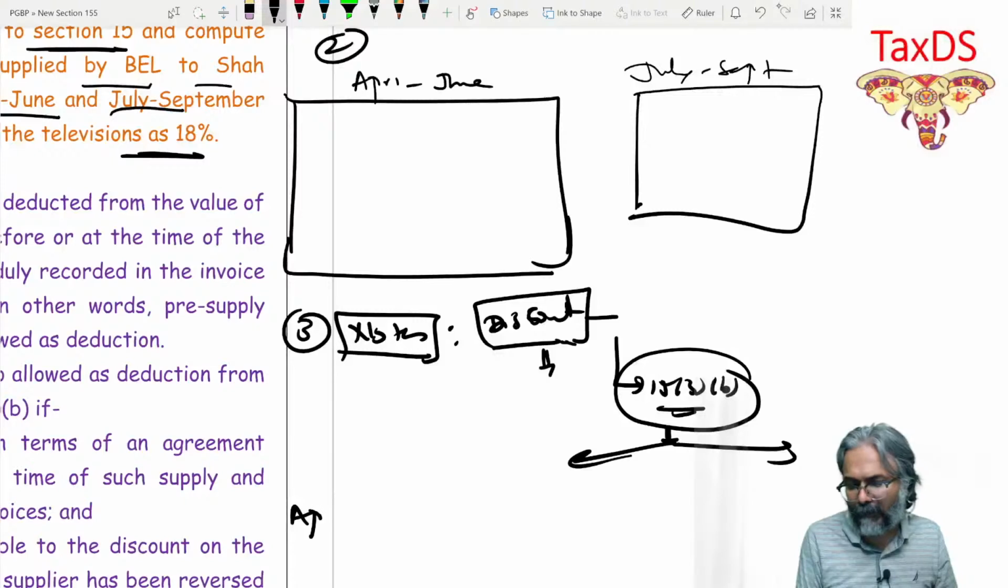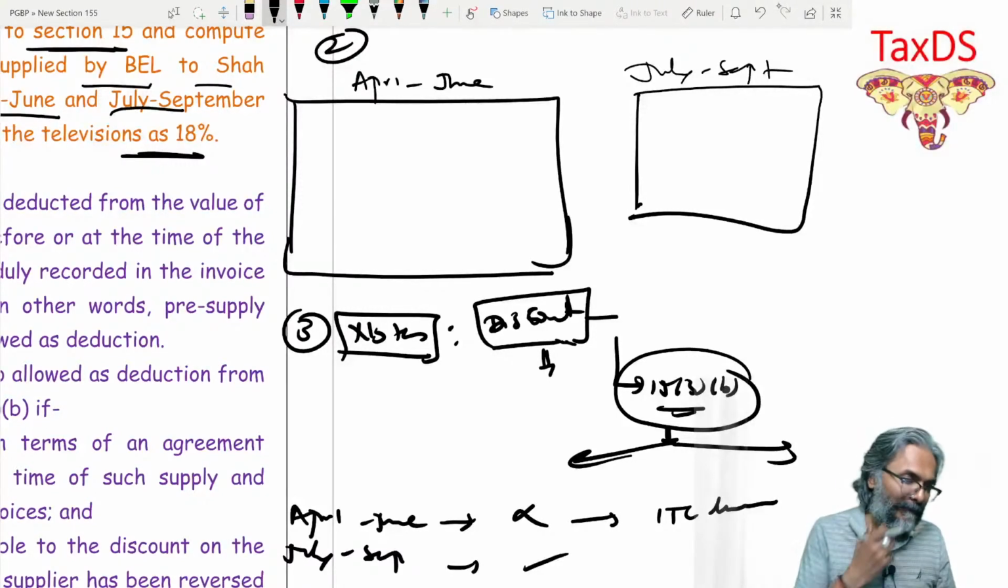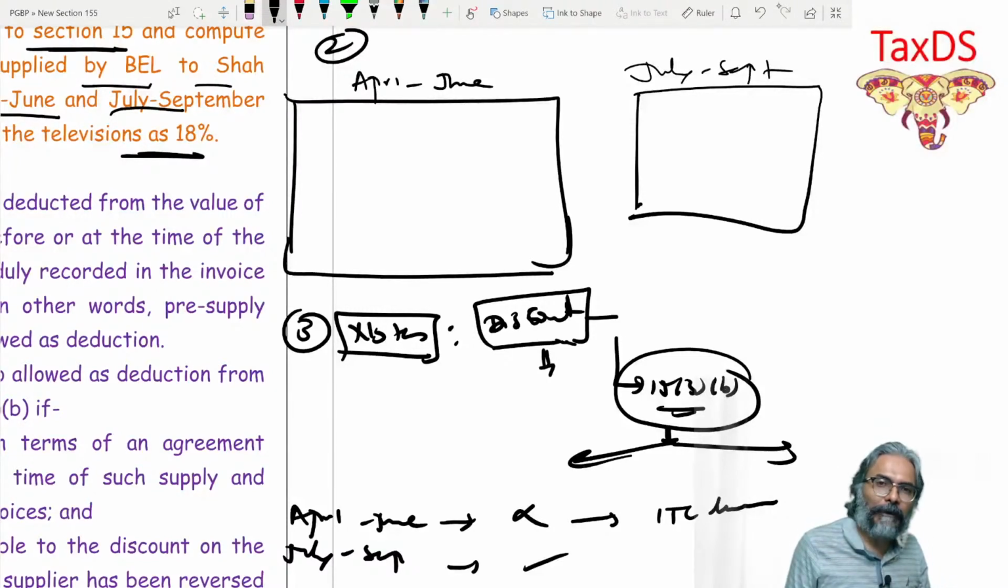Make the chart the way I have given it to you. And then write for April to June. Whether you will get it? No. Why will you not get it? Condition ITS reversal not satisfied. July to September, will you get it? Yes, you'll get it. Is that point clear to all of you? This is for the discount part.